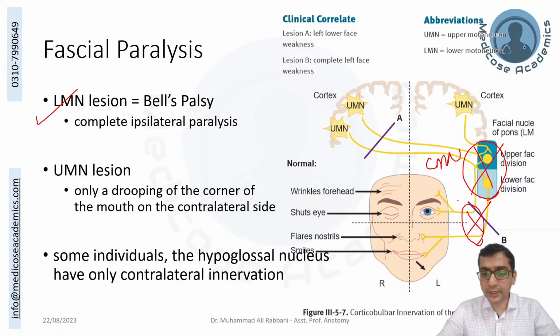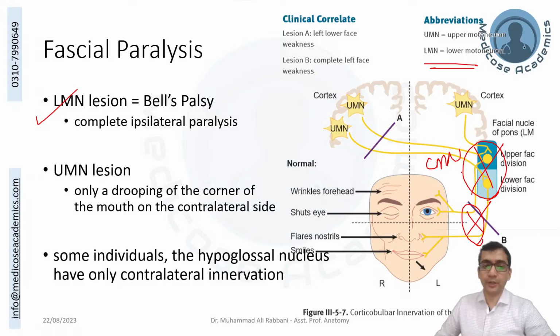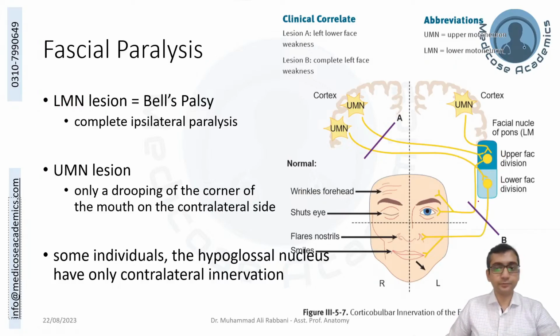So there will be no forehead wrinkles. There will be no ability to shut the eye, and there will be absence of the nasolabial fold, and the mouth will be pulled towards the healthy side. There will be drooling from that side. That's the lower motor neuron lesion. And a lower motor neuron lesion will occur in the case of injury of the nucleus itself, like in medullary syndromes, pontine syndromes, pontomedullary angle syndromes, or of the facial nerve itself.